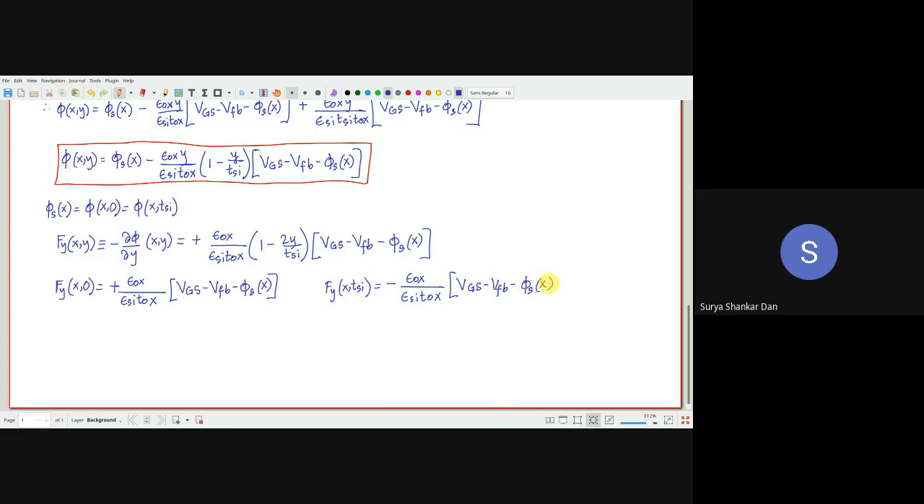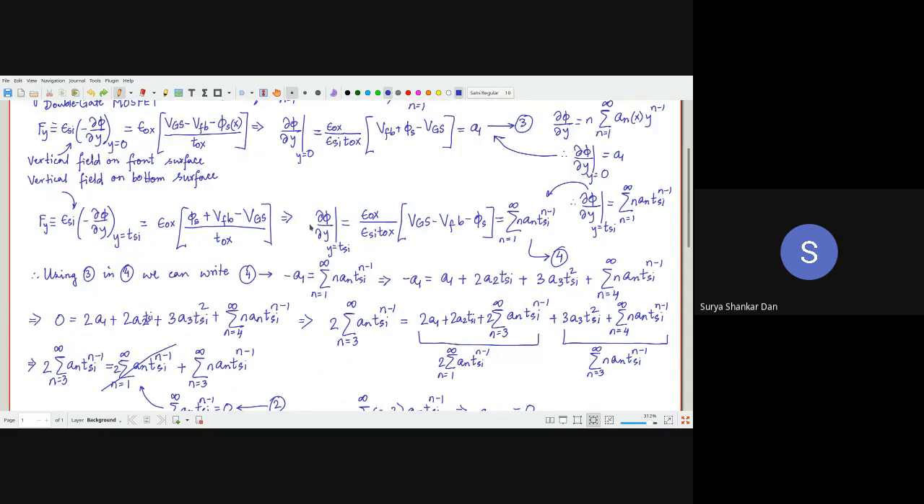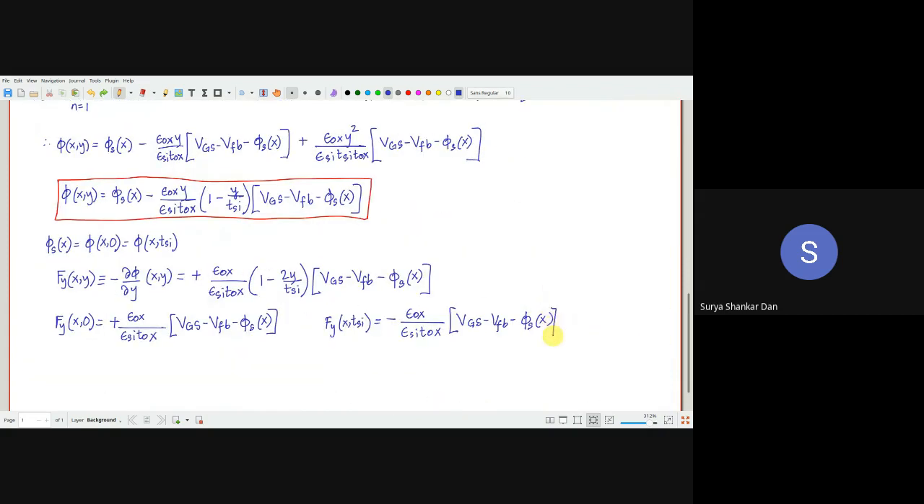That means the models which we have developed are exactly matching with our physical understanding of the device. As we said, on the bottom surface, the electric field is upwards because this is the plus V_GS. On the top surface, the front gate, it will be downwards. So this is your electric field.